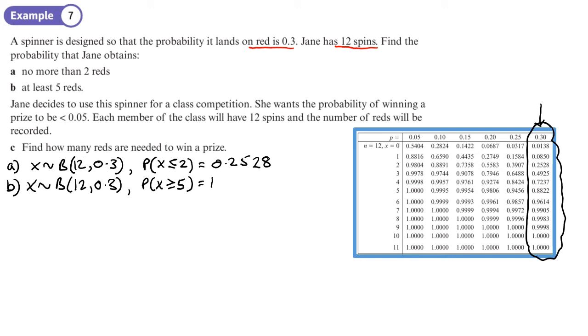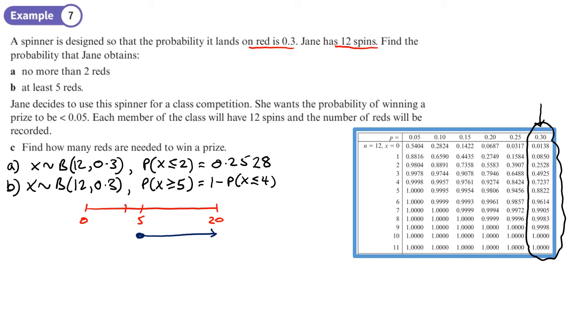Now we can't work that out directly. We need to do 1 minus the probability that x is less than or equal to 4. Again, you could use a number line to help you. I've just drawn one here. So we're going from no successes up to 20. And we want to work out the probability that we get 5 or more successes. So basically we want to work out this.